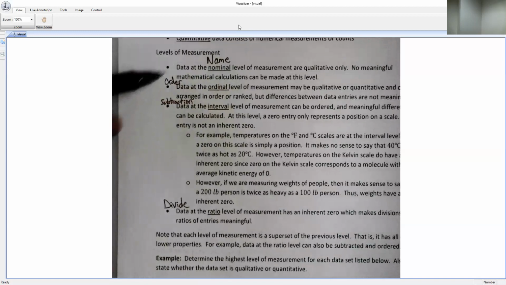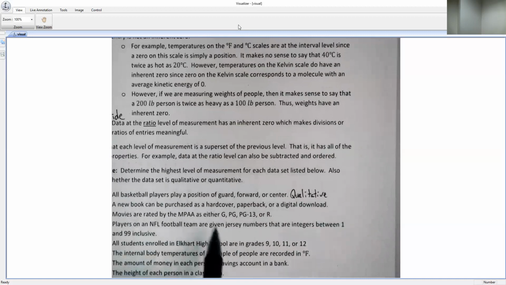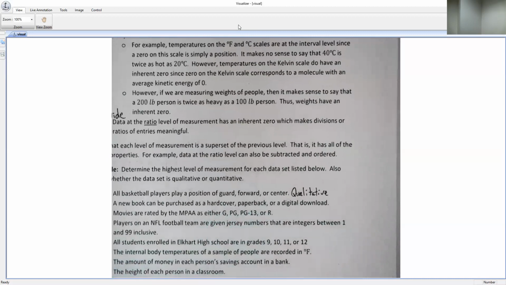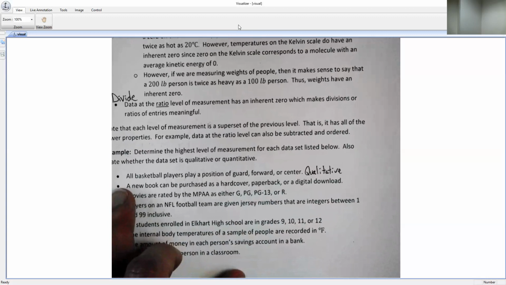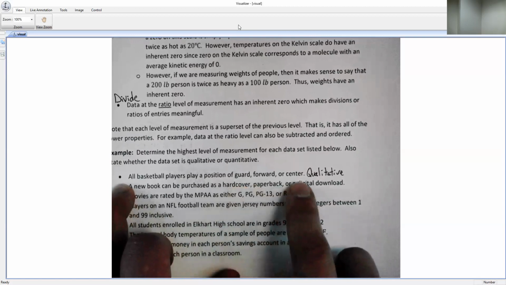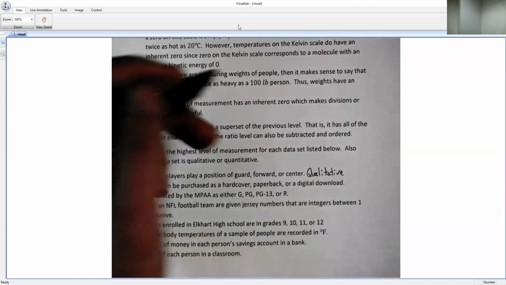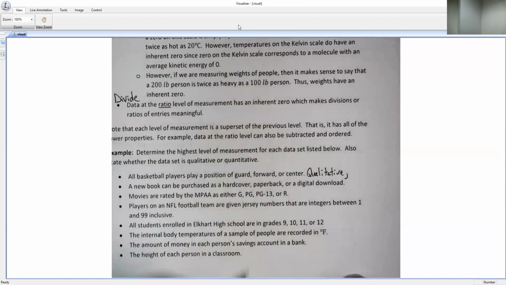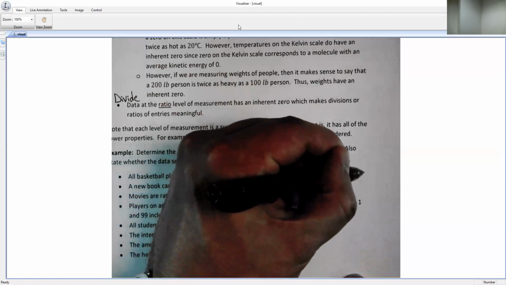Because if I can't, then I'm at the nominal level. Okay, so guard, forward, center, is there an order that makes sense to those? And the answer is not really. You might say smaller players usually play guard and bigger players usually play center, but I really can't put these in any kind of order. So we have to conclude that this data set is only nominal. The best I can do is give these names.